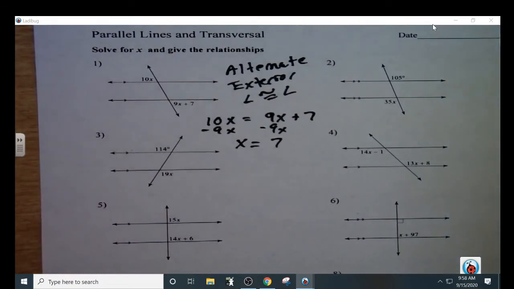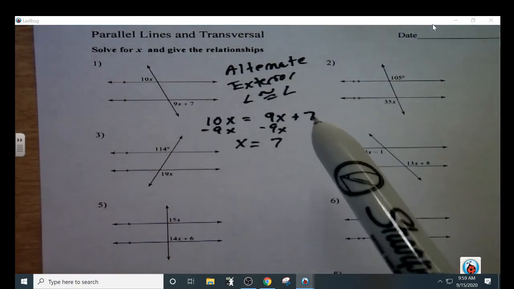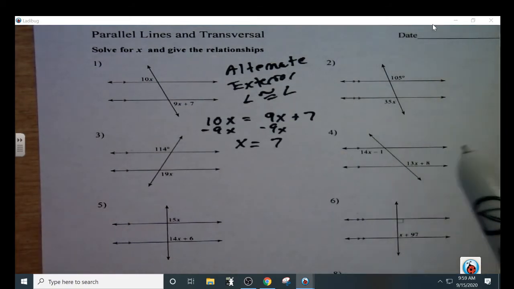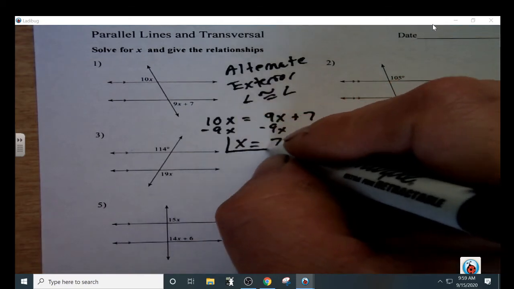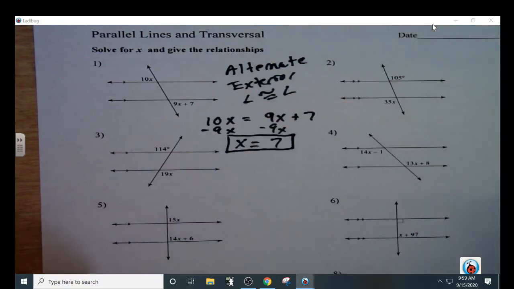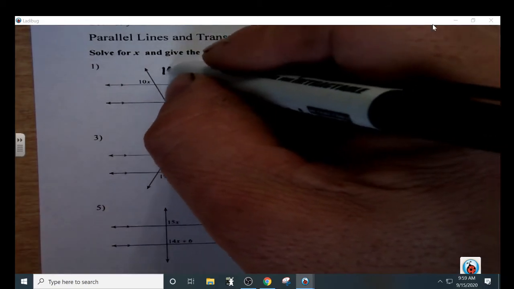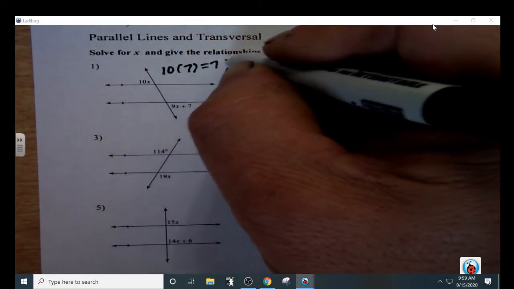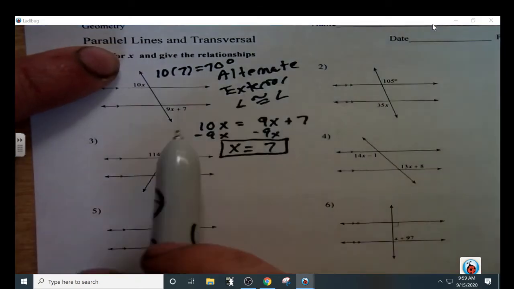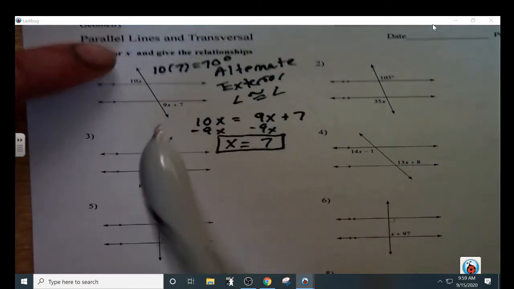Guys, it used to be I'd have you plug them back in and find the measurement. It would be a bolded angle, but it's so hard to see which one's bolded. It just got where it's more of a hassle than anything. I'm pretty sure everybody would know to just plug it back in. 10 times 7 is 70 degrees. If this one's 70, what's the measurement of this one? 70, right?